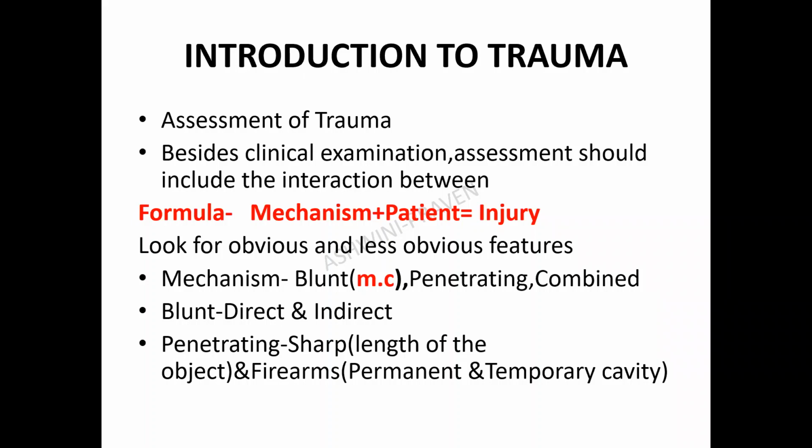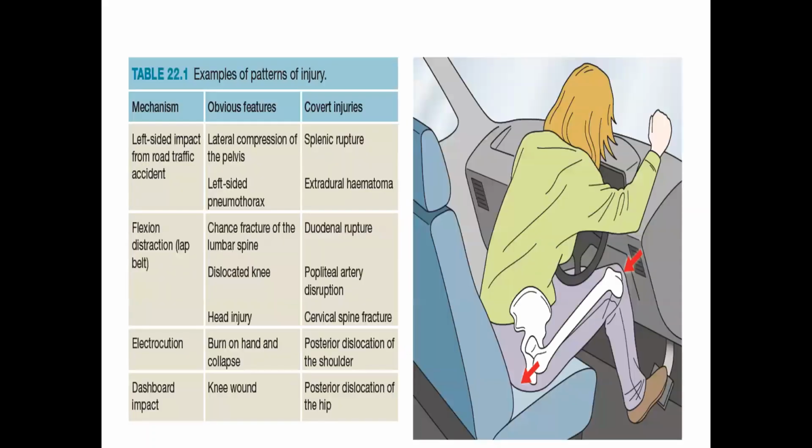So overall in trauma, the blunt mechanism is the most common cause of most of the trauma, and blunt may be either direct or indirect. The less common injury is penetrating injury. In penetrating injury, it can be either sharp objects or firearms. The sharp objects depend upon the length of the object only, whereas in firearms, there will be both temporary and permanent cavity, which we'll be dealing with in detail.